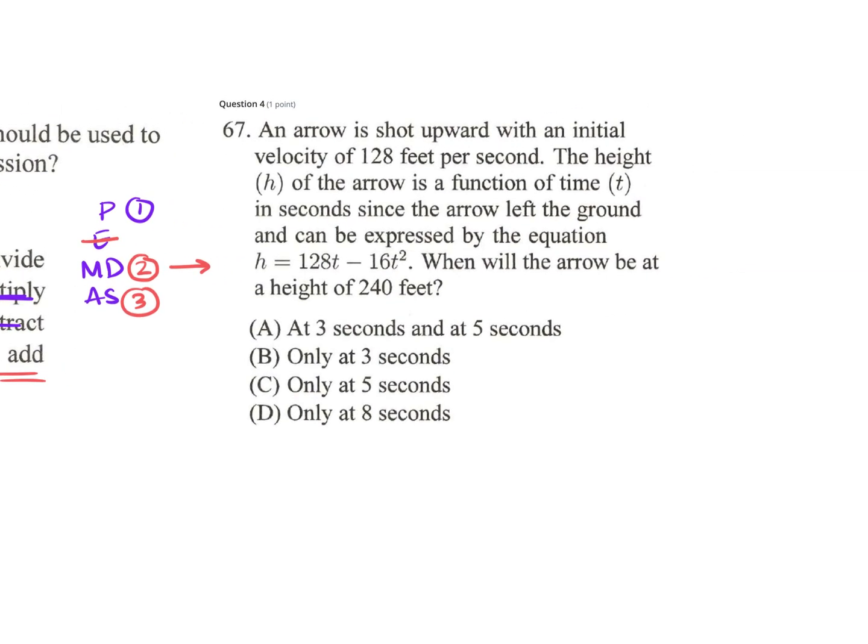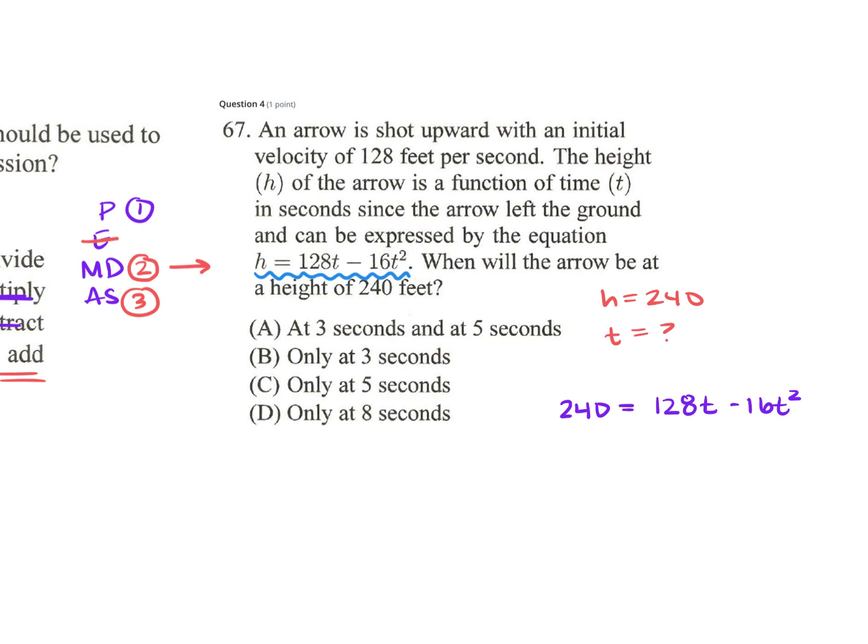Question number 4 says an arrow is shot upward with an initial velocity of 128 feet per second. The height of the arrow is a function of time in seconds since the arrow left the ground and can be expressed by this equation. H is equal to 128t minus 16t squared. When will the arrow be at a height of 240 feet? So I know my height is 240 and I want to know the time. So I'm going to plug in 240 for H and set that equal to 128t minus 16t squared.